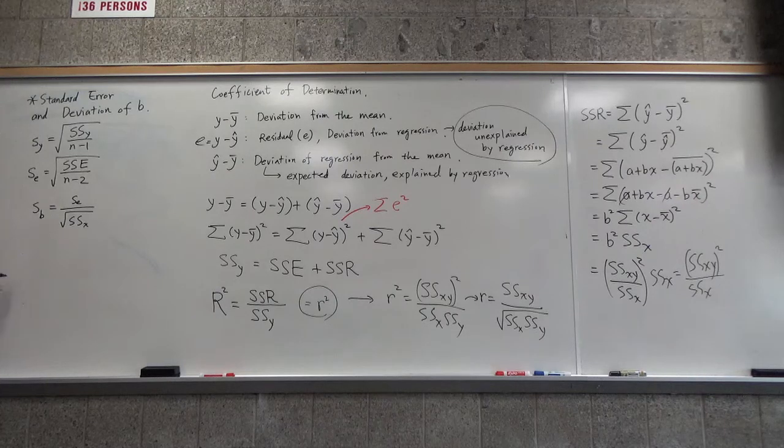So the standard deviation of b is you further divide this by the sum of squares of x, and then this gives you the confidence interval for b.